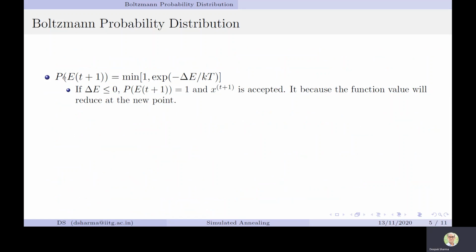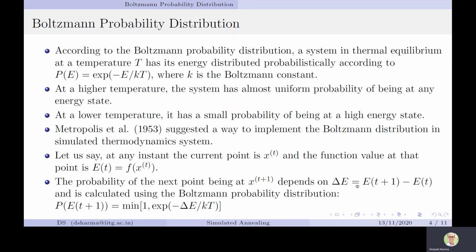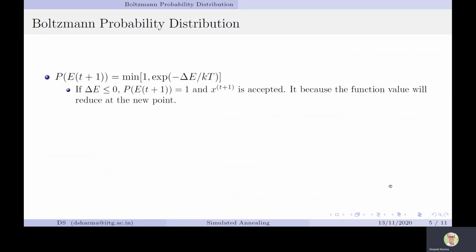In this particular case, when we are having this probability for the new point, now let us look if delta E is smaller than 0. Now I'm going back. As you remember, delta E equals E(t+1) minus E(t). What is E(t)? The function value of xt. And what is E(t+1)? The function value at the new point. Now, if delta E is smaller than or equal to 0, this means the new point is already good.